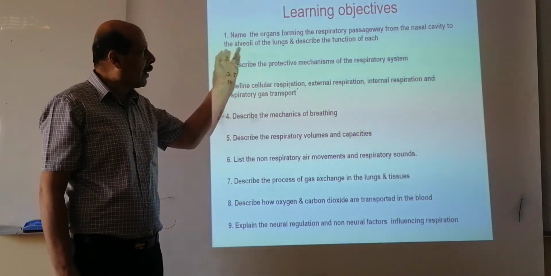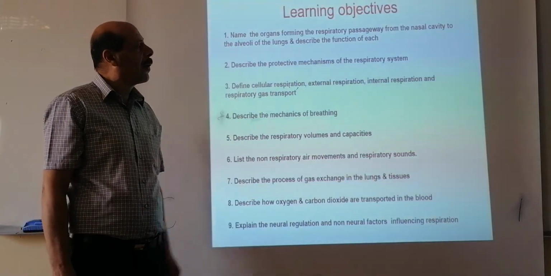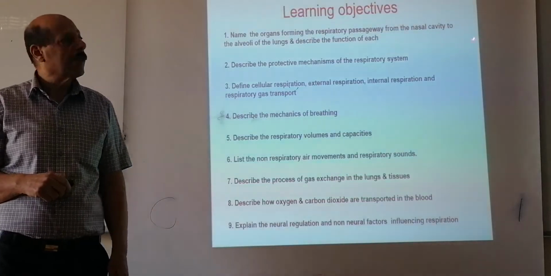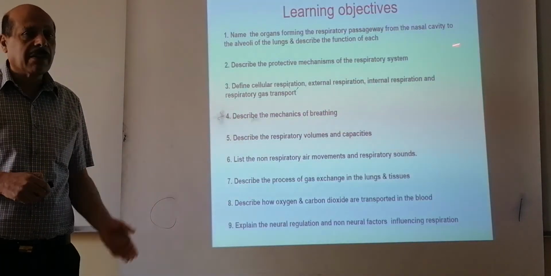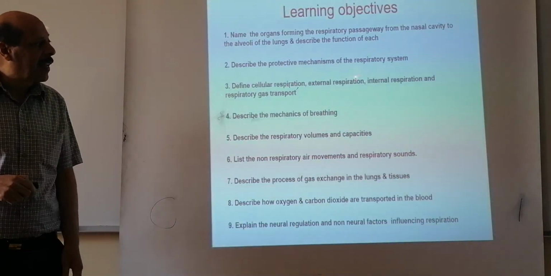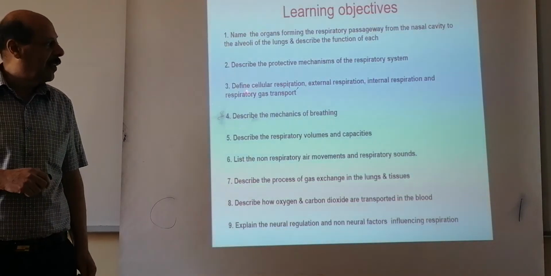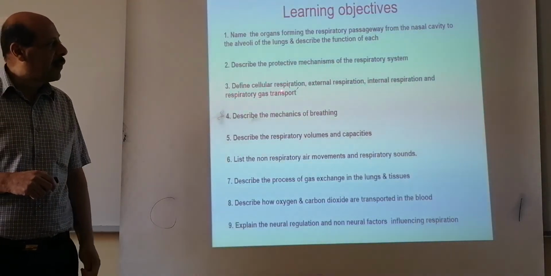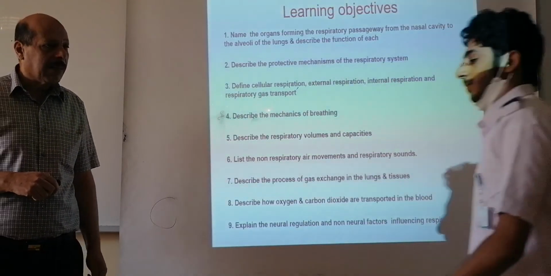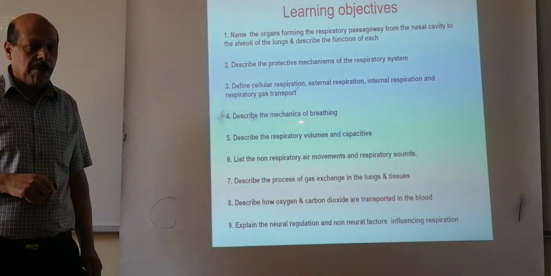The objectives that we will cover in this system: name the organs of the respiratory system, starting from the nasal cavity until it reaches the alveoli. Then describe the protective mechanisms of the respiratory system. What are the protections within it? Define cellular respiration, external respiration, internal respiration, and gas exchange. Describe the mechanism of breathing.